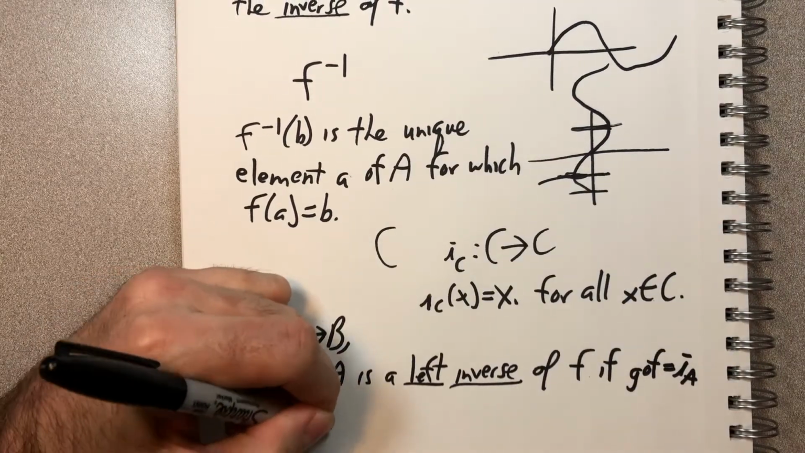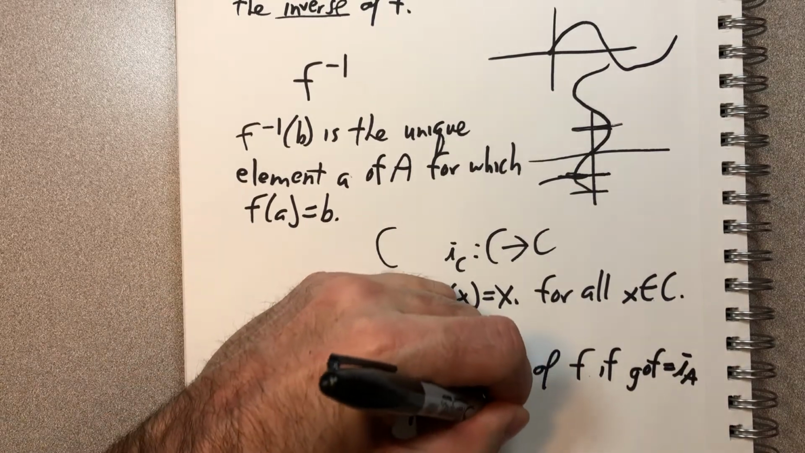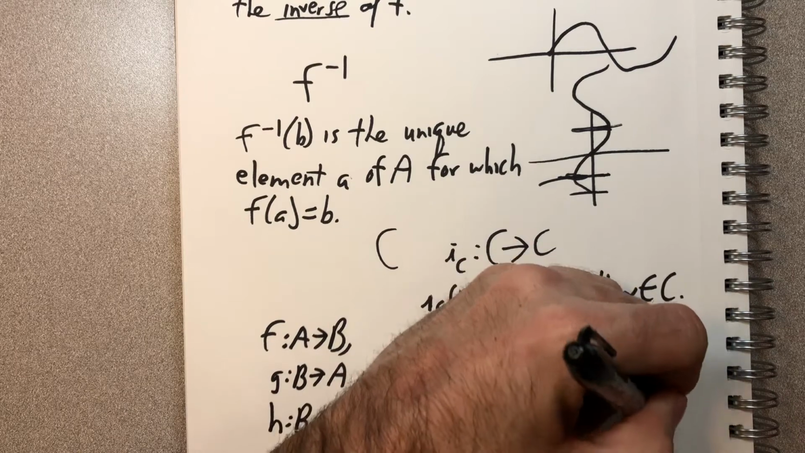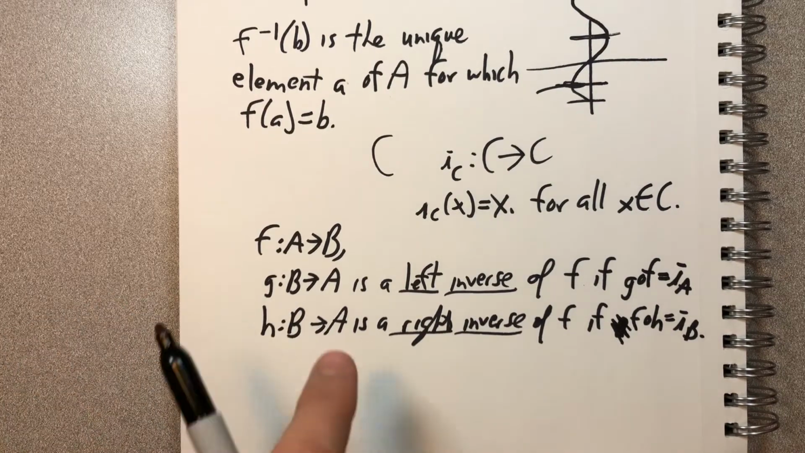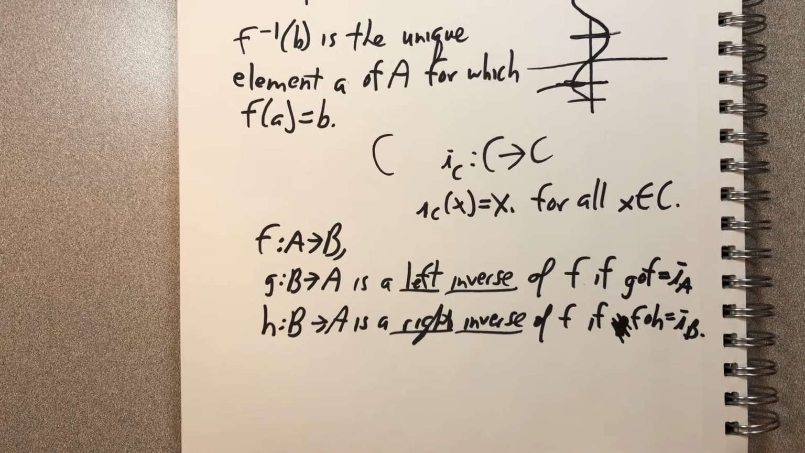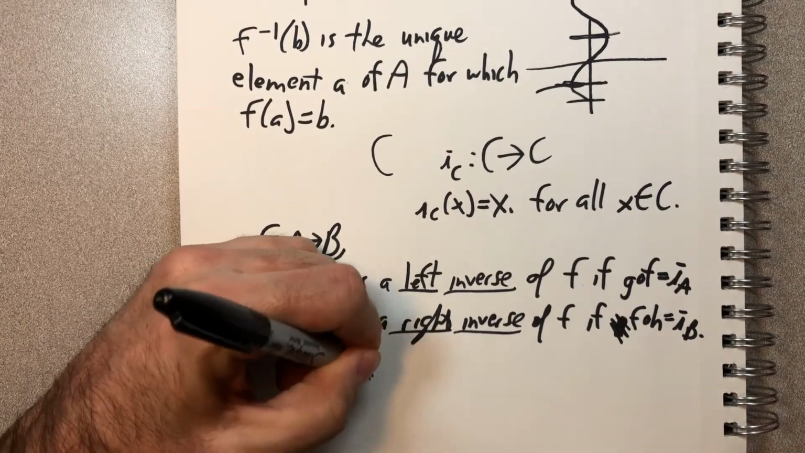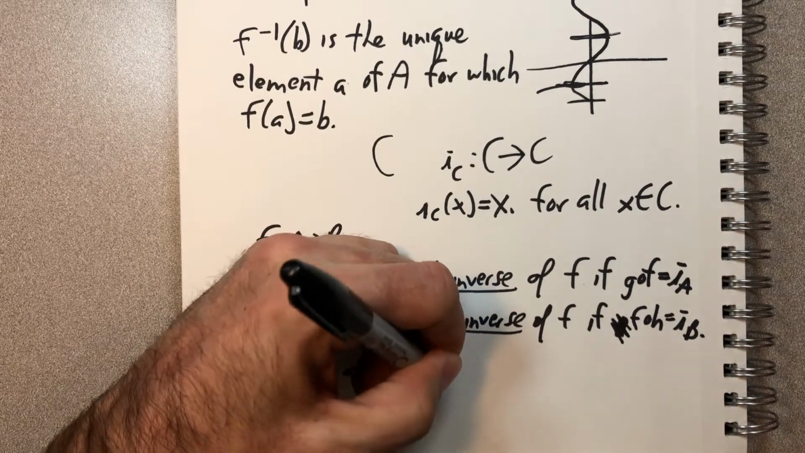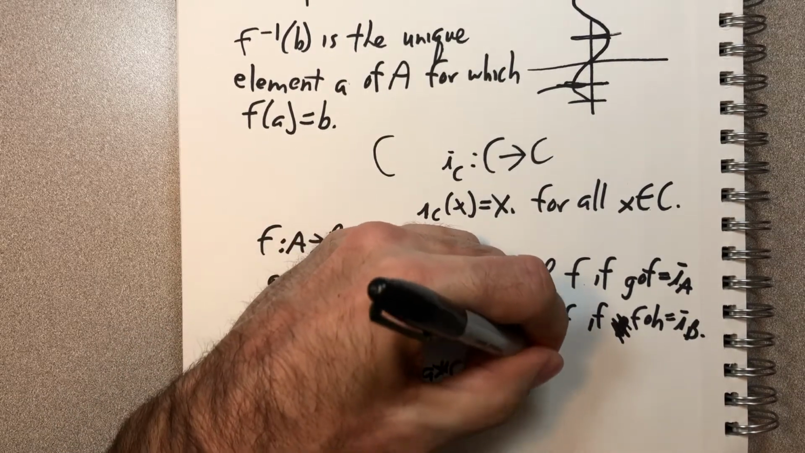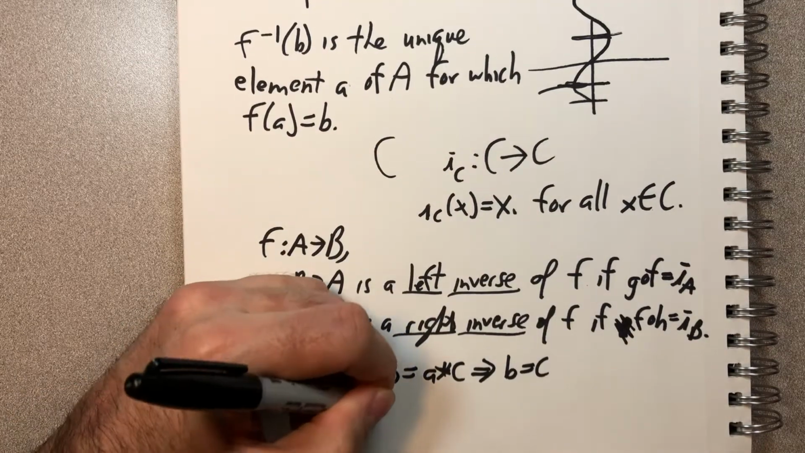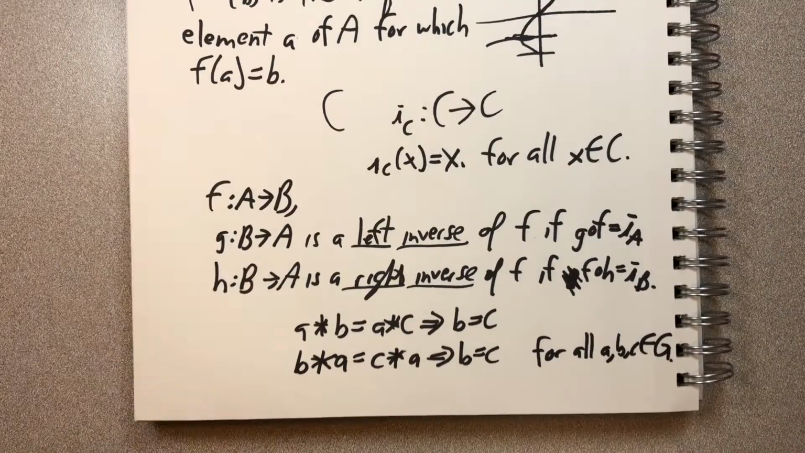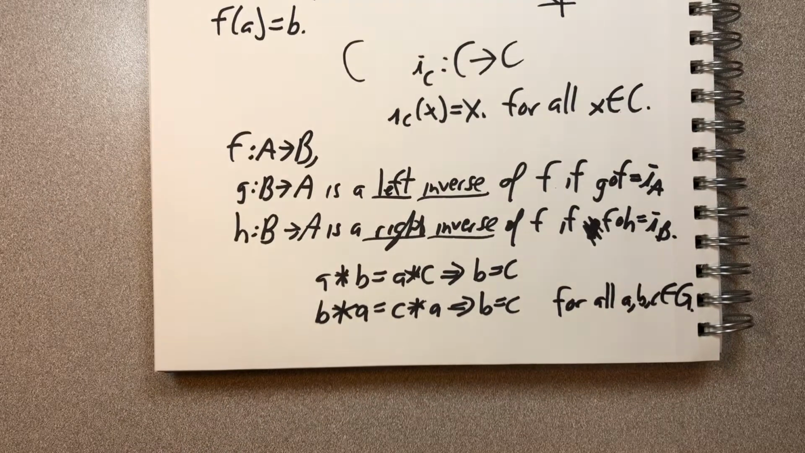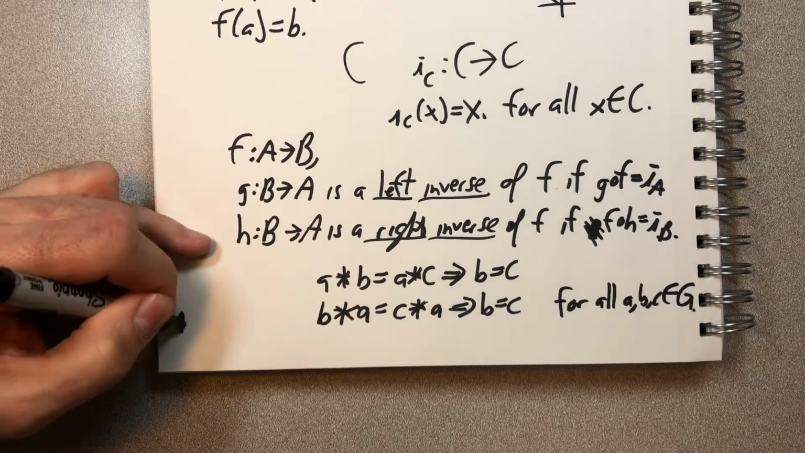We say that h from B to A is a right inverse of f if f circle h equals the identity function for B. So this is really interesting because we're talking about general functions here, but this concept of left inverse and right inverse is seen repeatedly in math. For instance, in abstract algebra, a group G has a left cancellation law, which means that A times B equals A times C implies that B equals C. And it has a right cancellation law, which says that if B times A equals C times A, then B equals C.